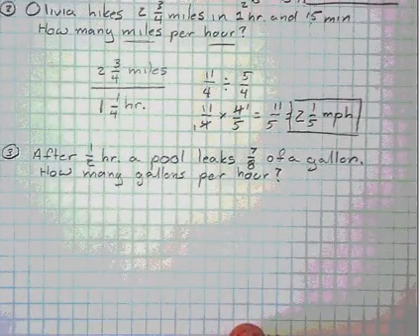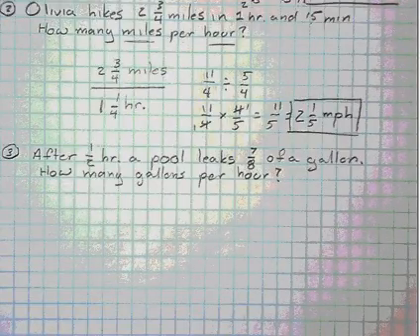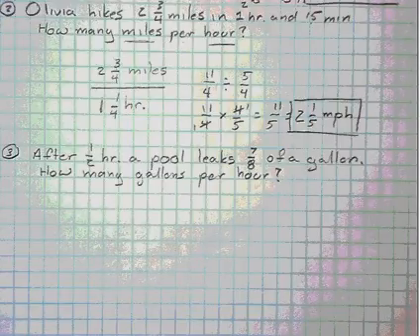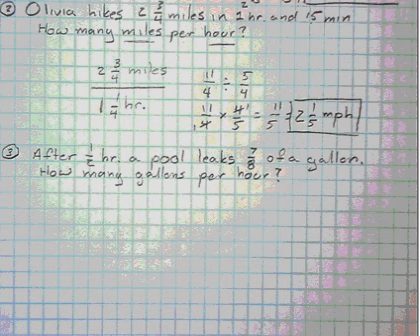So after half an hour, a pool leaks 7/8 of a gallon. How many gallons per hour? I'm going to give you a minute to solve that. Anybody think they found it? Yao? 1 per hour. 1 3/4? Anybody get something different? Selena, Samara, what'd you get? 4/7. So 4/7 and 7/4 is what, because you got 7/4, right, Yao? And then you converted it?